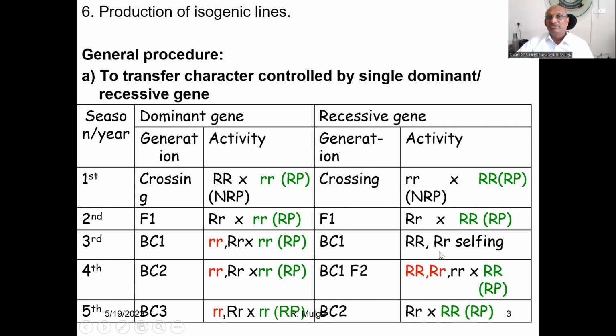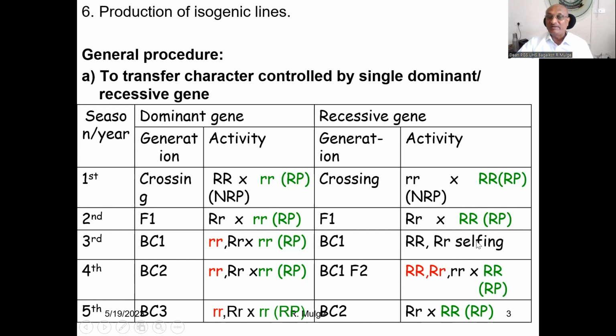So now you cannot go for backcrossing. If you backcross with this plant, it's a waste. So for that, the modification is there. Both these plants are susceptible to disease. None of these plants are showing resistance. So here you have to go for selfing. BC1 selfing means BC1 F2 it becomes. This is BC1, and if you go for selfing, it will become BC1 F2.